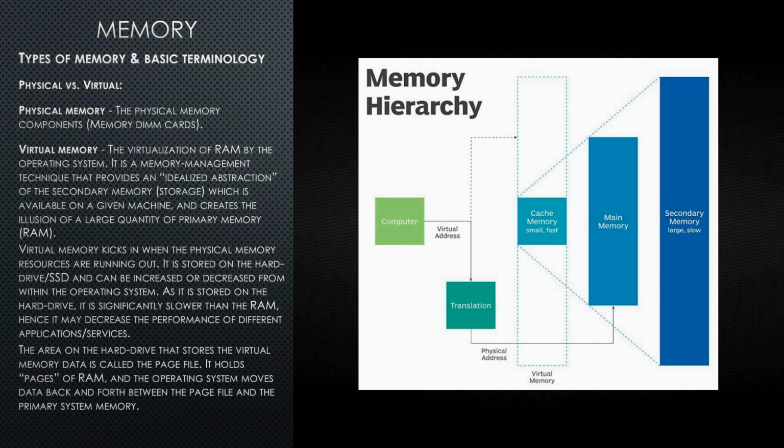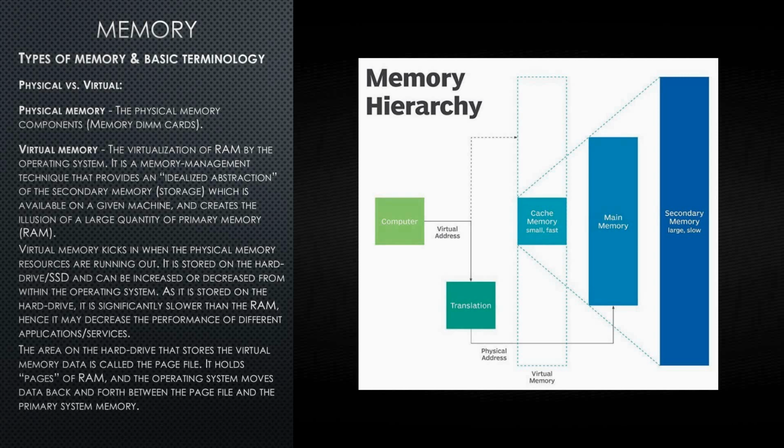Next, we're going to talk about the differences between physical and virtual memory. This particular section is about RAM memory and not about storage, but you will see later on that following the same concepts, storage memory can be virtualized as well. So what is the physical memory? Well, the physical memory is pretty much every physical component that represents memory on the computer. For example, memory DIMM cards. On the other hand, virtual memory is the virtualization of RAM or random access memory by the operating system.